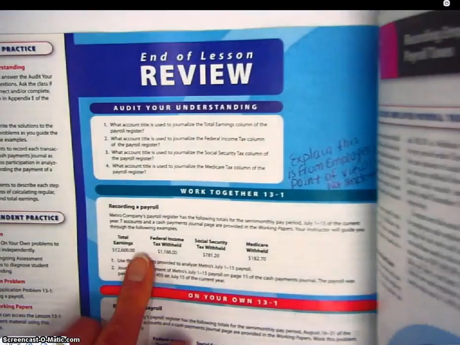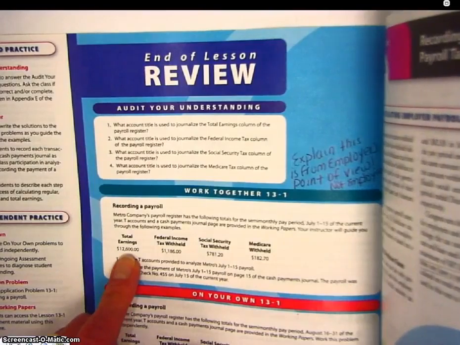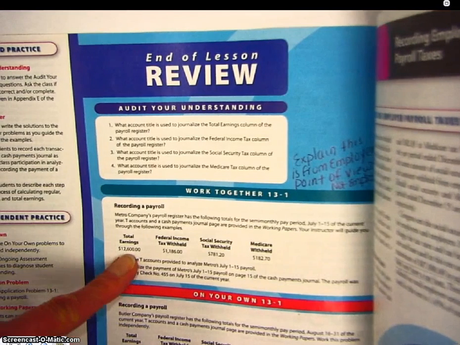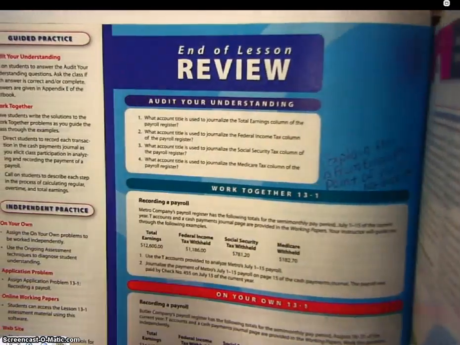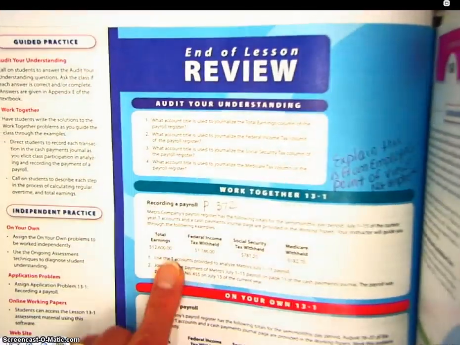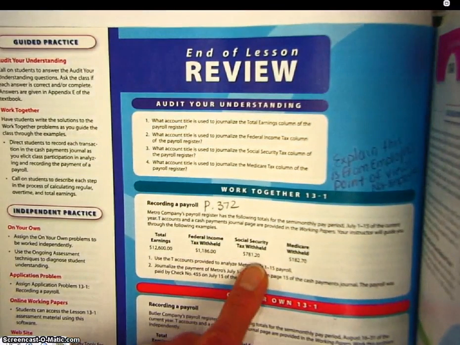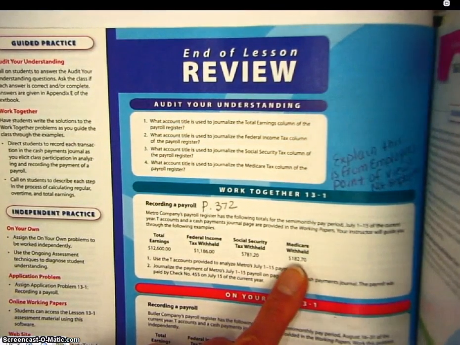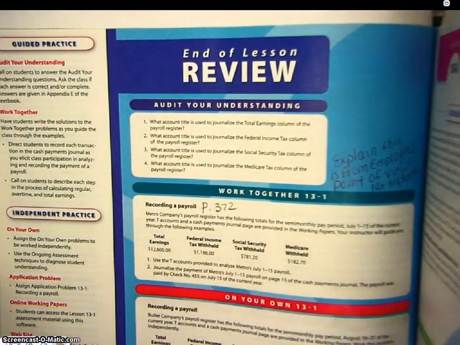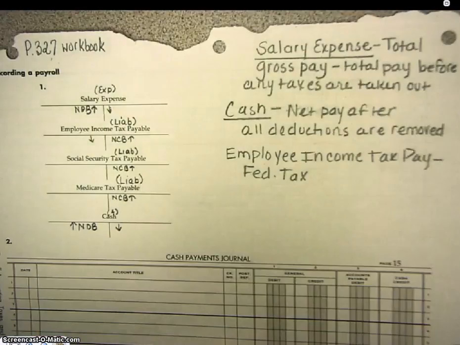When you look in your book, it tells you that the total earnings are $12,600. That $12,600, and this is page 372, just if you're wondering. That's our gross pay. These are our different taxes that are withheld. So you guys are going to need to be looking at page 372 in your book, or this problem's going to be pretty hard to finish.